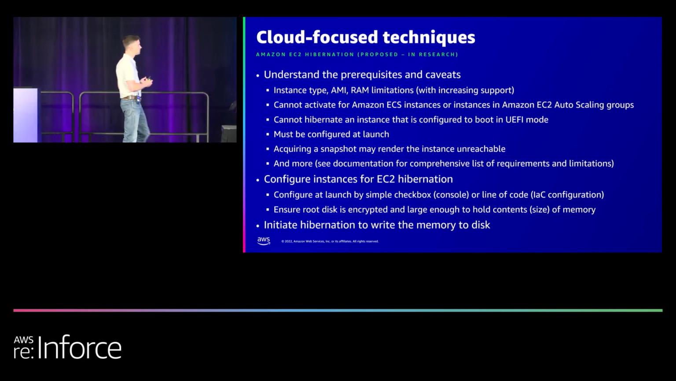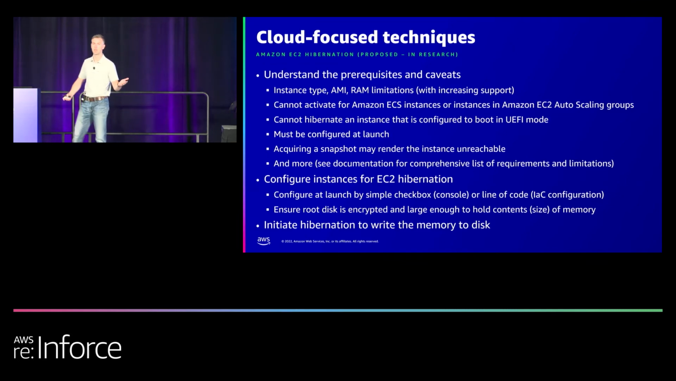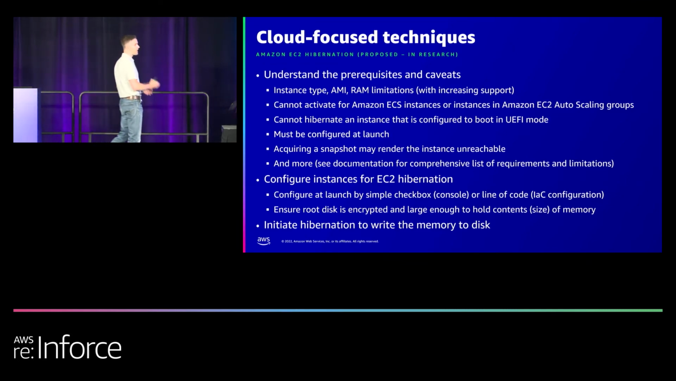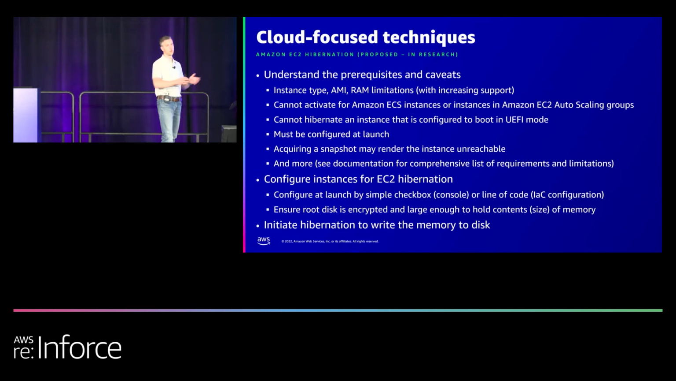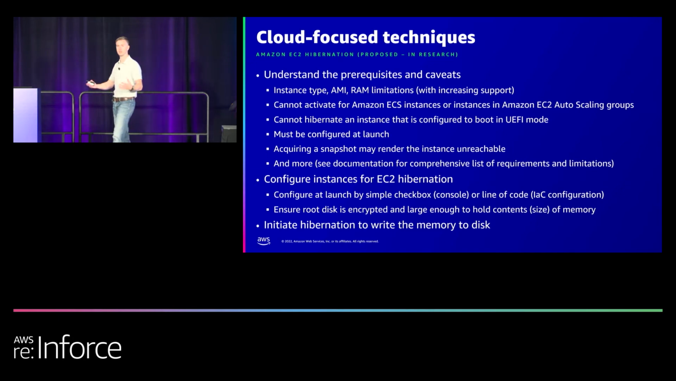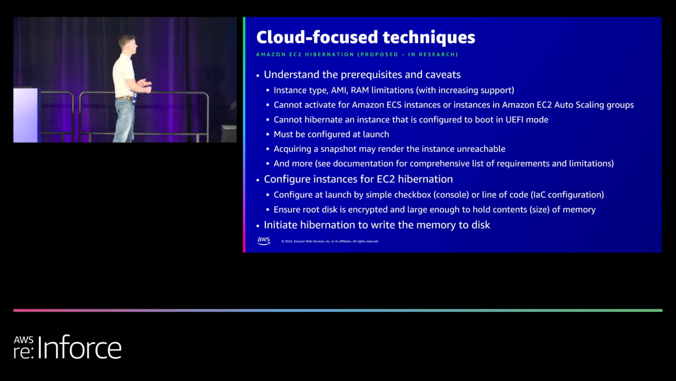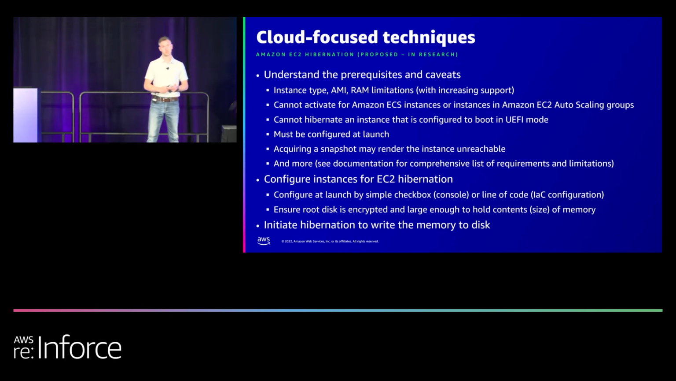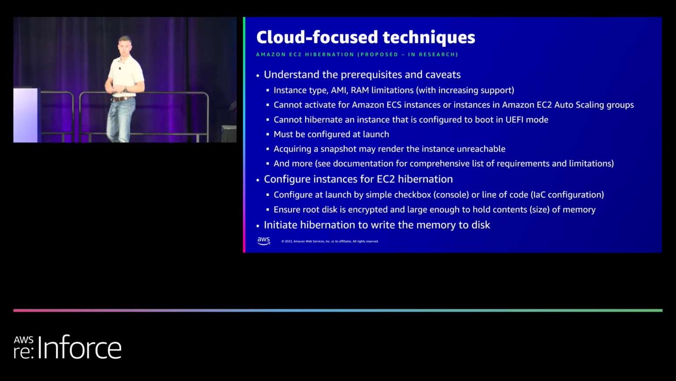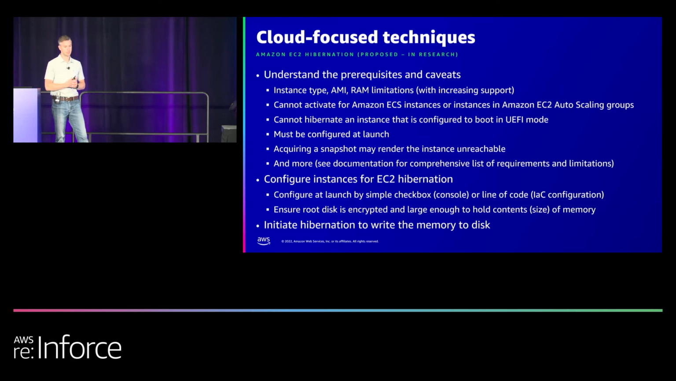And Amazon EC2 has a mechanism in the service to enable and configure hibernation and to hibernate your systems. But we have to understand the prerequisites and caveats if we would like to leverage this. There are limitations, always increasing, even from just a year ago, ever-increasing support, which is great. But there are specific limitations for instance type, AMIs, and RAM. You can't activate it for ECS instances or auto-scaling groups at the moment. That may change in the future. Again, we're always improving and adding capabilities.